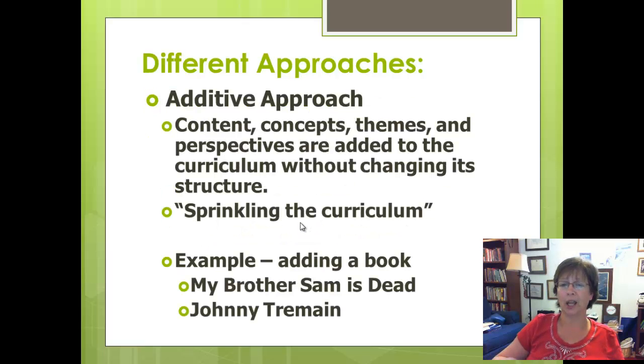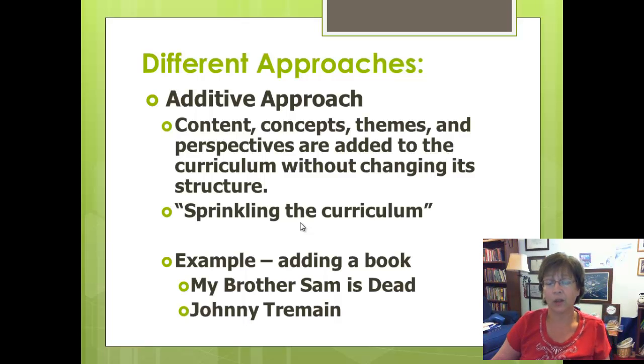The other approach is the additive approach, and we're seeing that there are many more teachers doing the additive approach, because there's so much that we have to cover as far as content is concerned. A lot of times the additive approach is the easiest way to bring some multiculturalism into the curriculum that we're teaching. But you're taking content, concepts, themes, perspectives, and they're added to the curriculum without changing its structure. A lot of times this is known as sprinkling the curriculum.